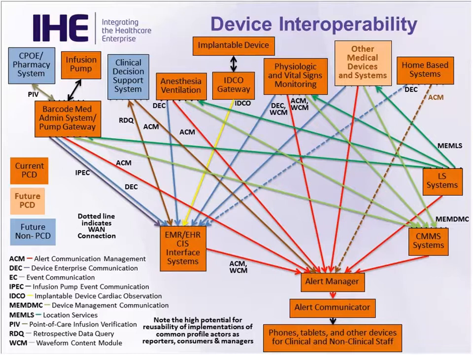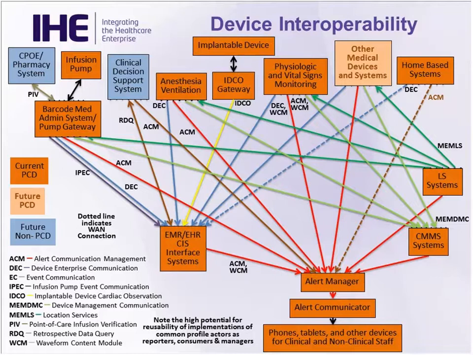You can pick by color and say, well, I'm focusing on, for example, getting my implantable device information into the patient's record. So you start at the top center with the implantable device. You go through the IDCO gateway. You use the IDCO profile. Follow the yellow arrow into the patient's record.